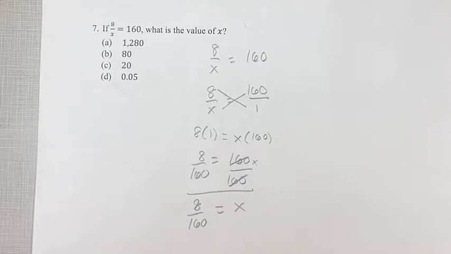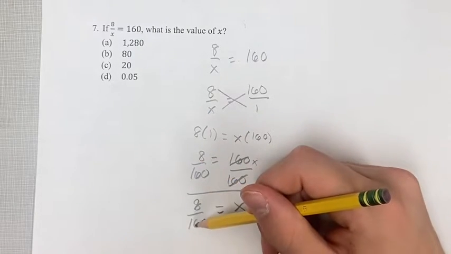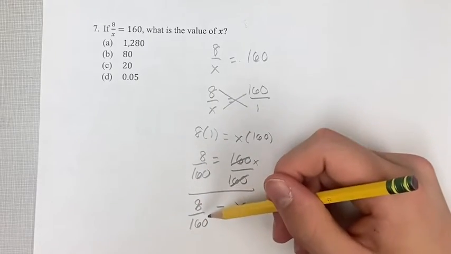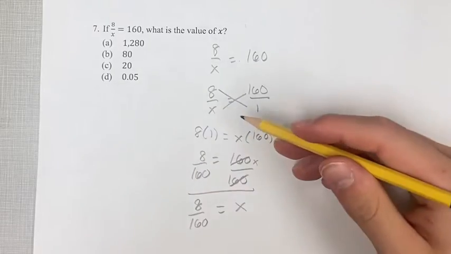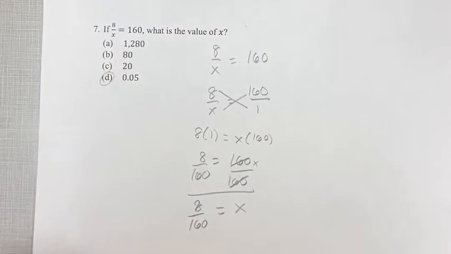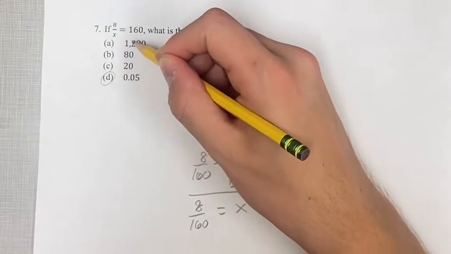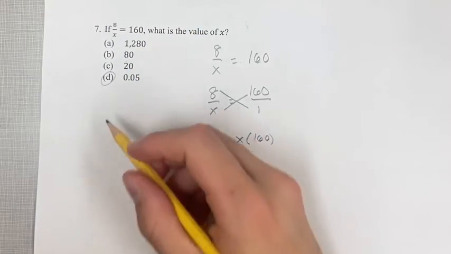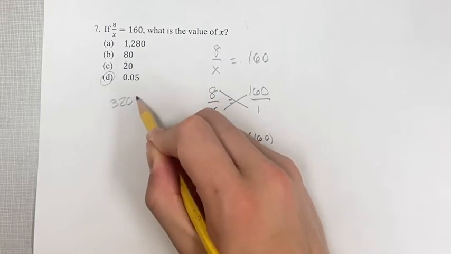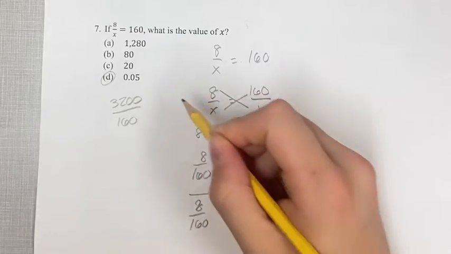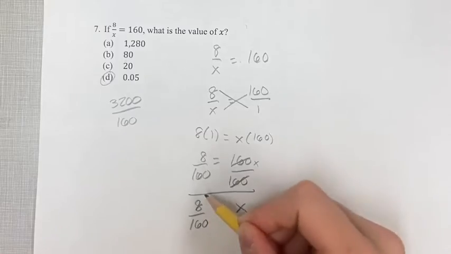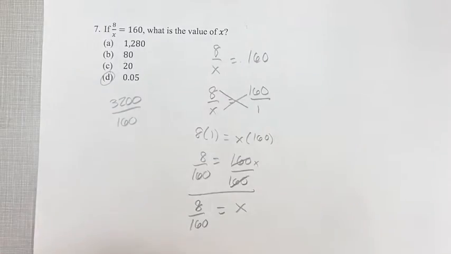So one way you could notice is you say, okay, 8 is less than 160, right? So this fraction we can say is going to be less than 1. It's going to be some fraction of 1. Therefore, D is going to be your answer because these are all bigger than 1. So if this was a fraction, like 20 over 3,200 over 160, right? If it's greater than 1, the numerator is bigger than the denominator. Since it's smaller, we know it's less than 1, and therefore D is our only answer.